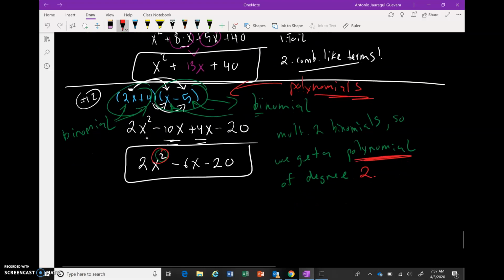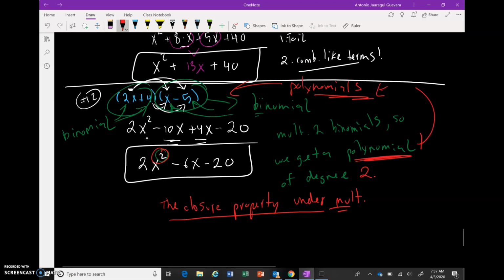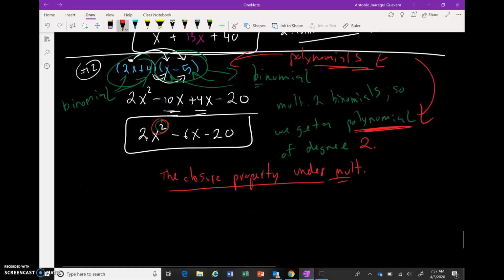So in our book, this is what they call the closure property under multiplication. If you guys are reading the book, just make sure you understand that the closure property all it really means is that when you multiply polynomials, you're going to get polynomials. So that's what we call closed in mathematics. Okay, so that's example 2. I just wanted to point that out.